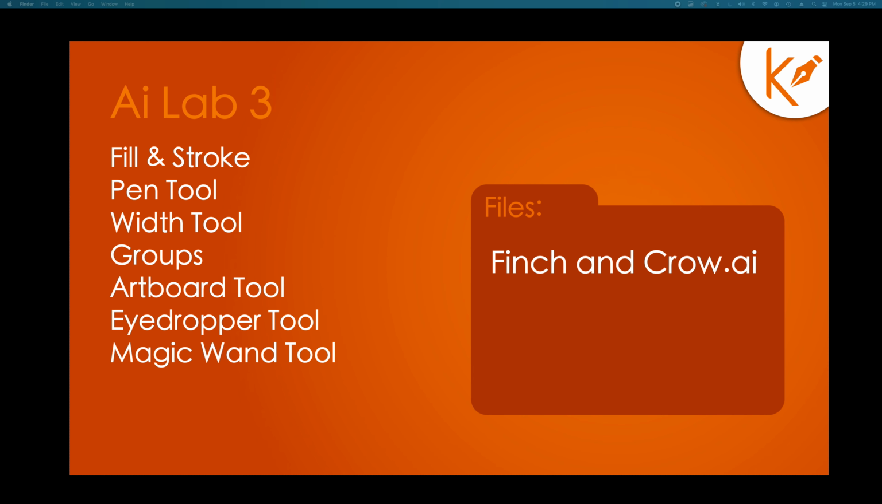Today we are going to go more in depth on both your fill and your stroke. We're going to review the pen tool, we're going to introduce the width tool, and we're going to use groups, your artboard tool, the eyedropper tool, and the magic wand tool. The file you need is finchandcrow.ai. That's an Illustrator file, so it will open directly in Illustrator instead of having to be placed. When you're ready, let's begin.